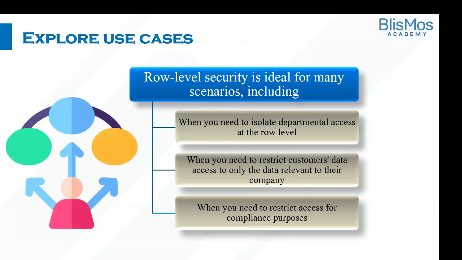Some of the use cases are, let us say, when you want to isolate departmental access at the row level, then you can use RLS. Whenever you need to restrict customer data to only data related to their company, you can use RLS. Also, based on compliance requirements, in the US you have Sarbanes-Oxley, HIPAA, so many. If you have to restrict user access for the purpose of compliance, then also you can use RLS. That is row level security.